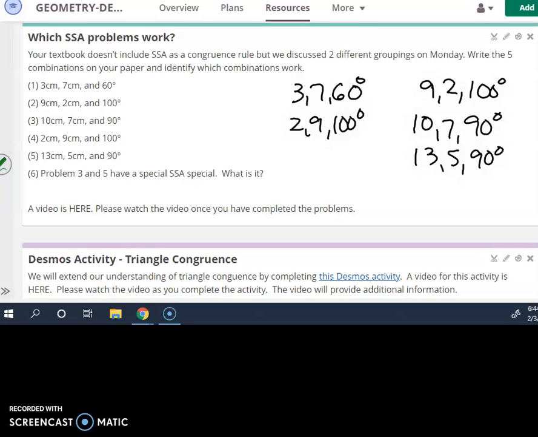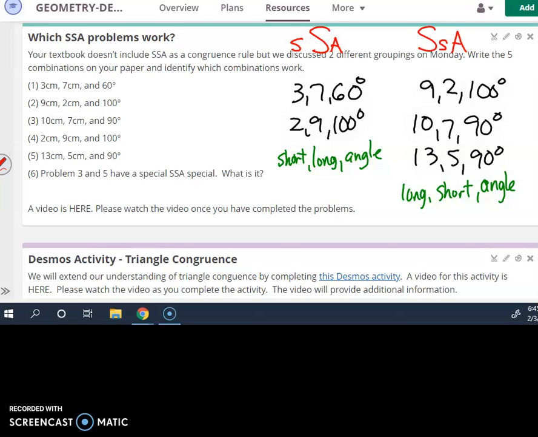So these are all side-side angle problems, and the reason why the problems on the left pair together is because you basically have the short side followed by the longer side followed by the angle. And for the second group, it's the longer side followed by the shorter side followed by the angle. When I wrote these out a couple days ago, I made sure to make the distinction between the size of the letter S. So the first one is short side, long side, angle, and the second one's long side, short side, angle.